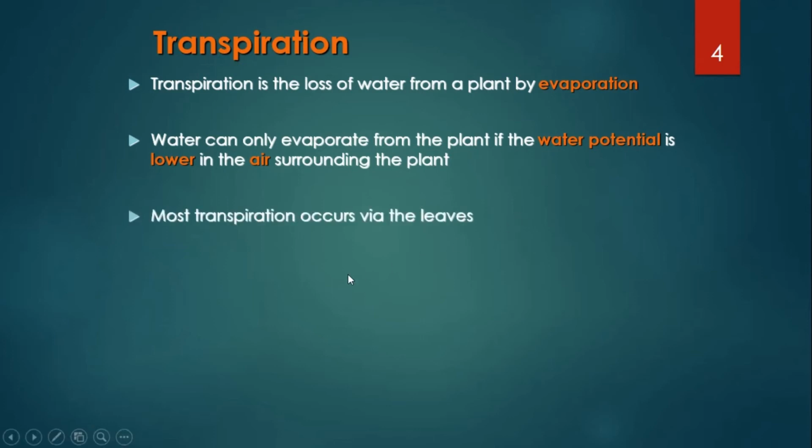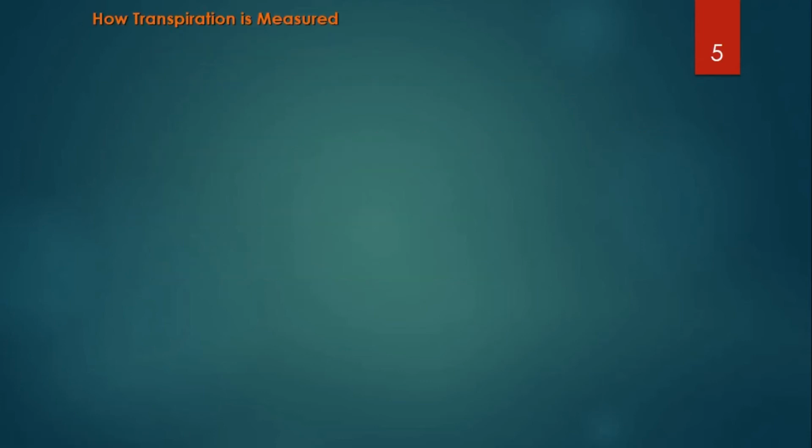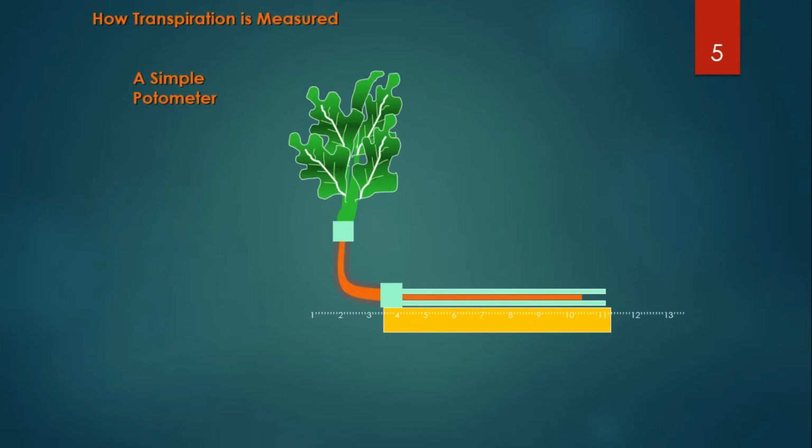Most transpiration occurs by the leaves, and it's by the stomata, those tiny little pores in the plant, which we'll talk about tomorrow or the day after. How is transpiration measured? Good question. This is a potometer. You take the plant, you hook it up to a potometer, which measures the amount of liquid in the plant. The leafy shoot is cut underwater.